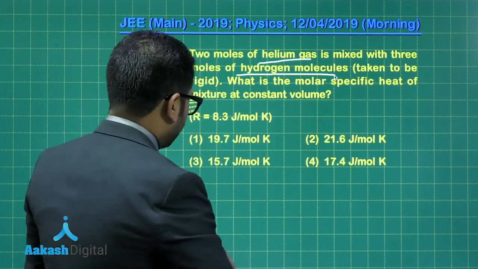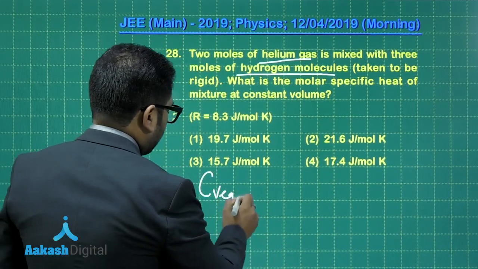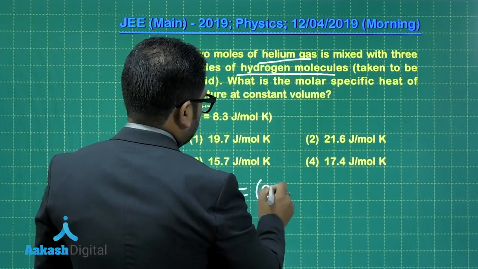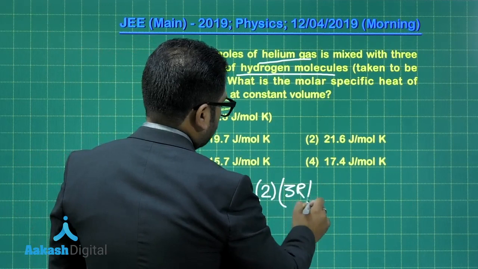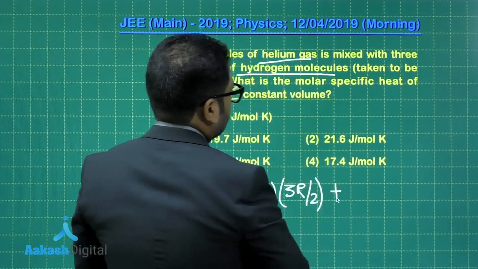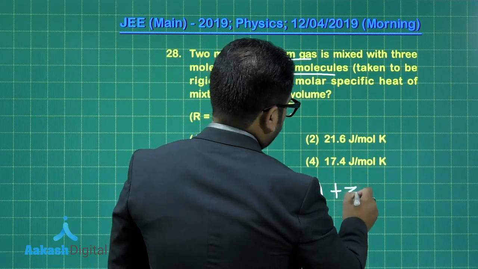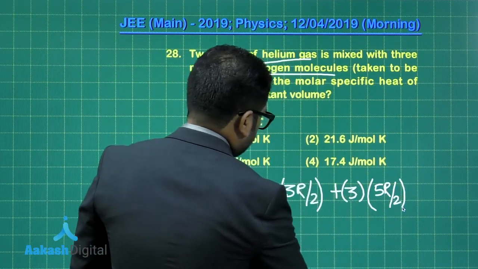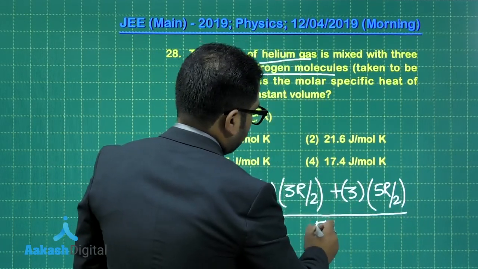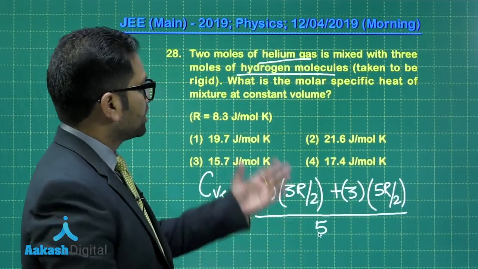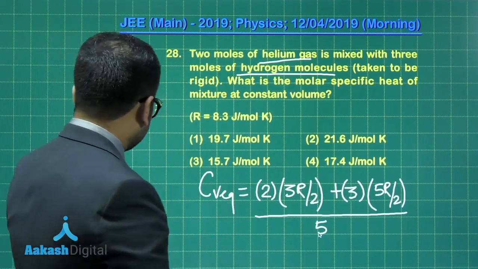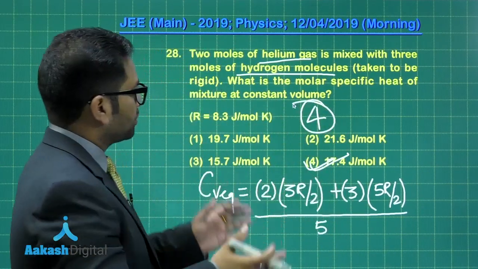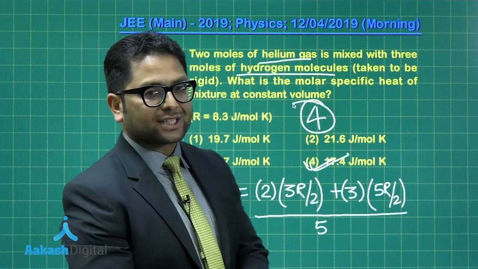All right. So here is this. CV equivalent is N1 CV1. So N1 would be 2, CV1 is 3R by 2 being monoatomic, plus N2, and N2 is 3, CV2 is 5R by 2, divided by N1 plus N2, and that is 5. This is all I require to do. Put the value of R as 8.3, even that's given, and you get option number 4 as the correct option, a straightforward one. Let's go to question number 29.